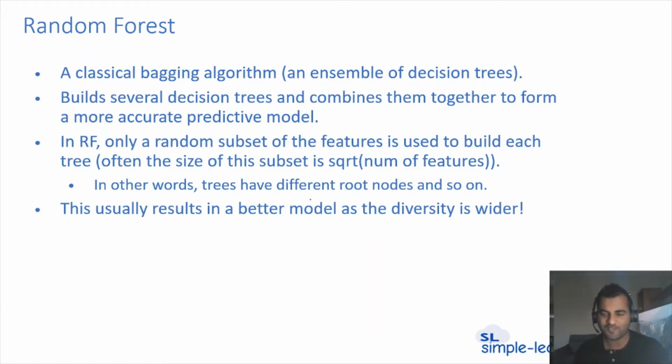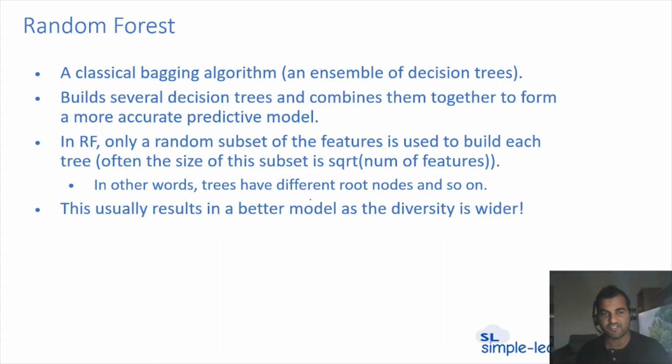Then quickly recap the random forest. It's a classical bagging algorithm. It ensembles a group of decision trees, built on several decision trees and combined together to form a more accurate predictive model, right?